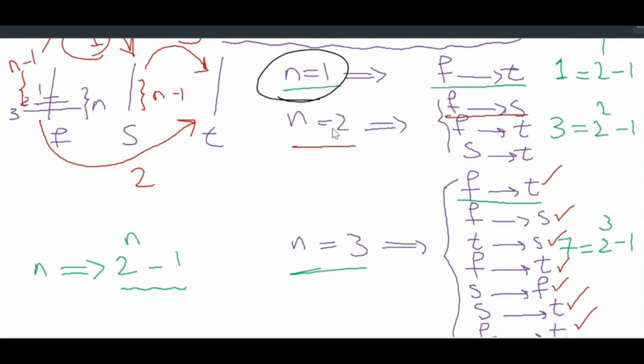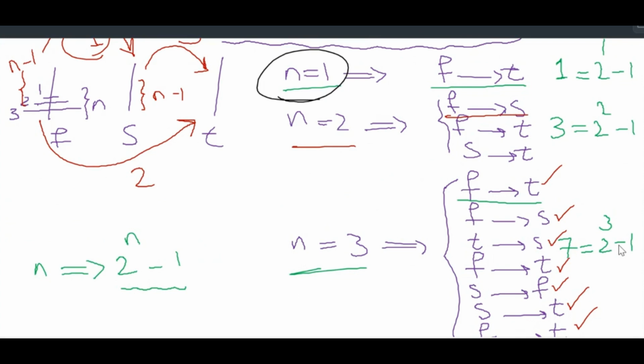If you have N as 2, how many steps do you have? You have 3 steps. So you can write 3 as 2 to the power of 2 minus 1. And if you have N as 3, you have 7 steps, and then you can write 7 as 2 to the power of 3 minus 1. You get the idea? So probably you can guess that if you have n in general, you're going to have 2 to the power of n minus 1 steps.